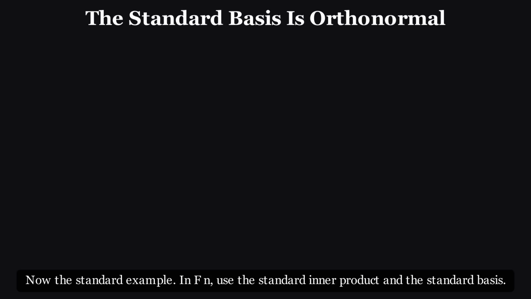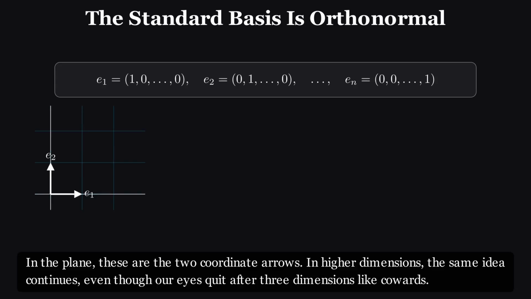Now the standard example. In Fn, use the standard inner product and the standard basis. In the plane, these are the two coordinate arrows. In higher dimensions, the same idea continues, even though our eyes quit after 3 dimensions like cowards.